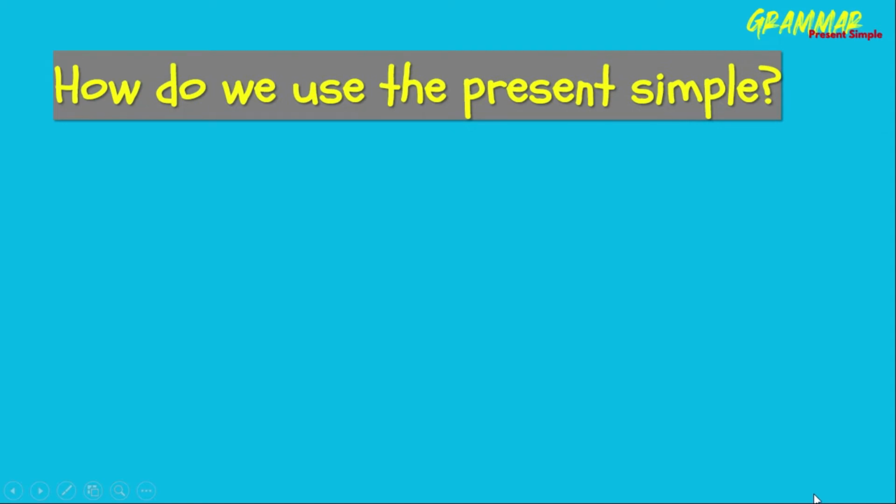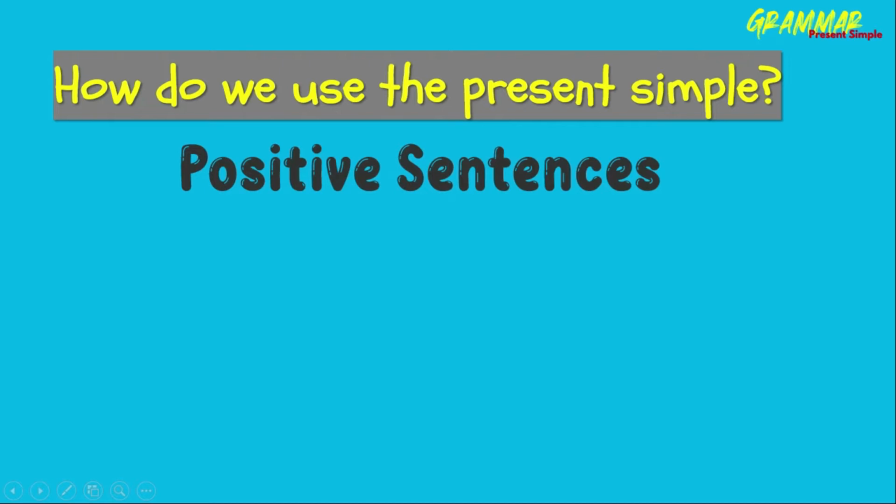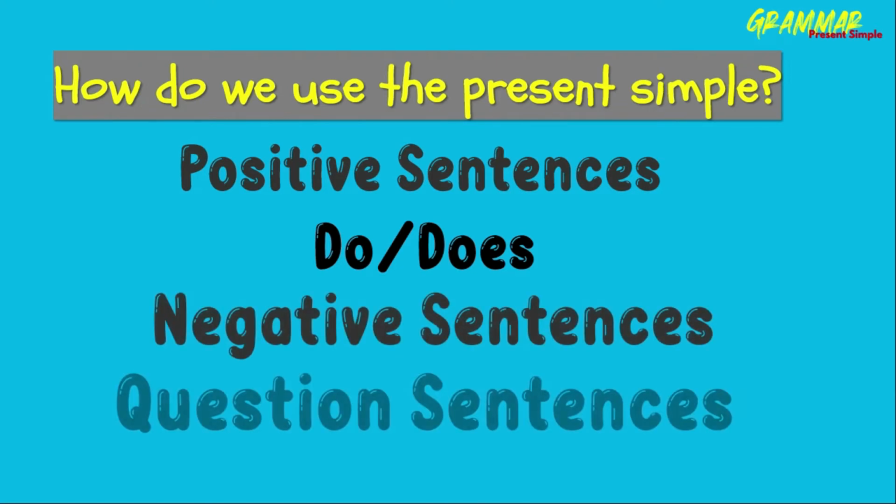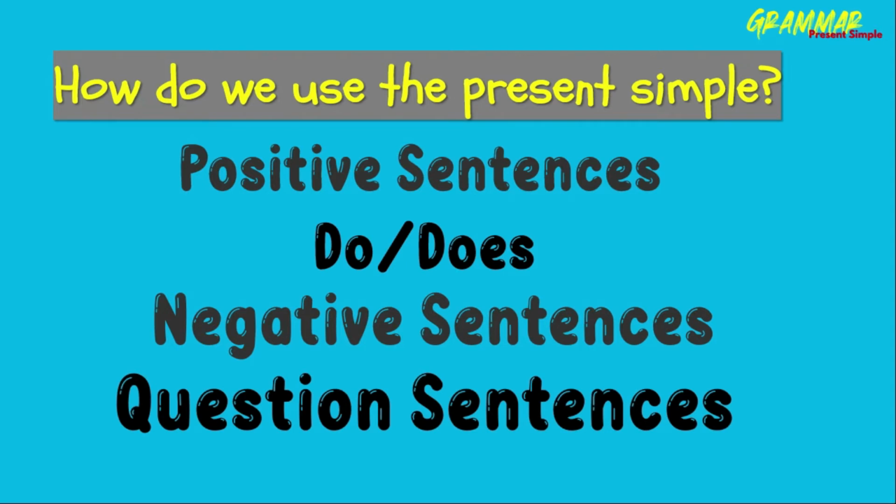How do we use the present simple? Well, we use the present simple to speak about positive sentences. And also we need to know how to use do and does in the present simple, because we have to use it for negative sentences and also question sentences. So we're going to look at these 4 areas.